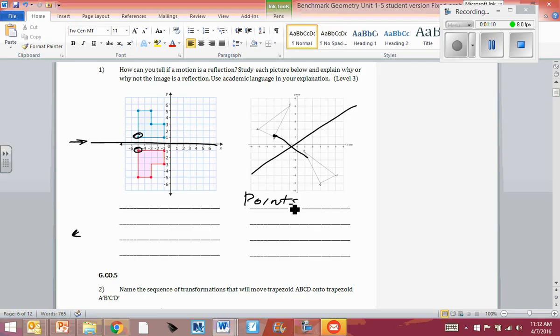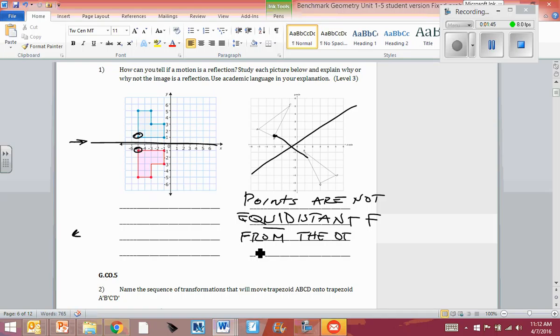Points are, we're near the end. Can you believe it, equi... Oh, it's the I. Okay, equidistant. I almost want to make it an A distant. From the line, the line. Symmetry.